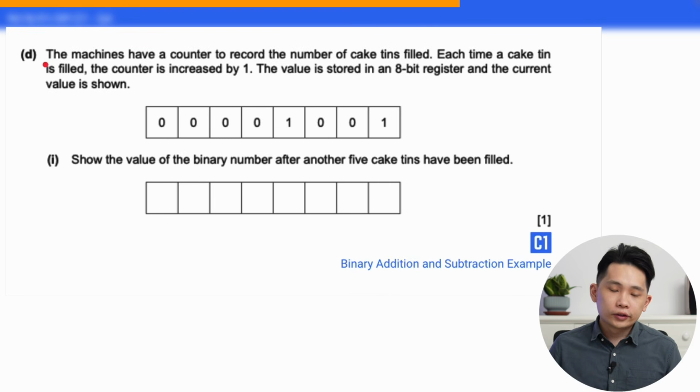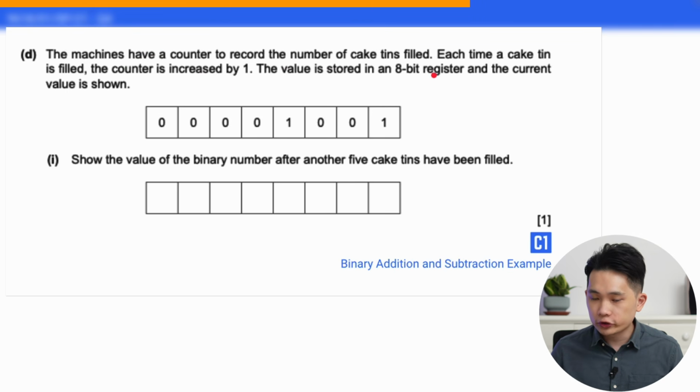For D, the machines have a counter to record the numbers of cake tins filled. Each time a cake tin is filled, the counter is increased by 1. The value is stored in an 8-bit register and the current value is shown. Show the value of the binary number after another 5 cake tins have been filled.